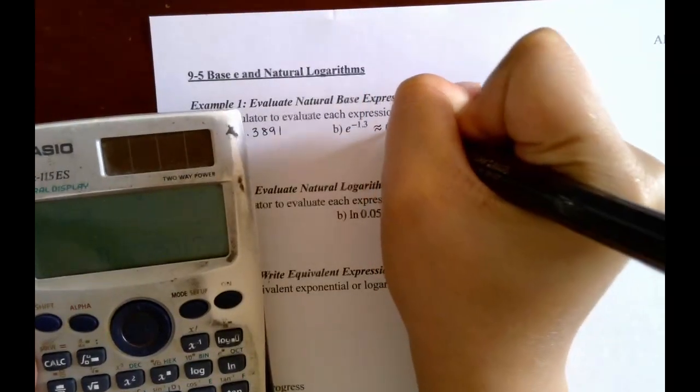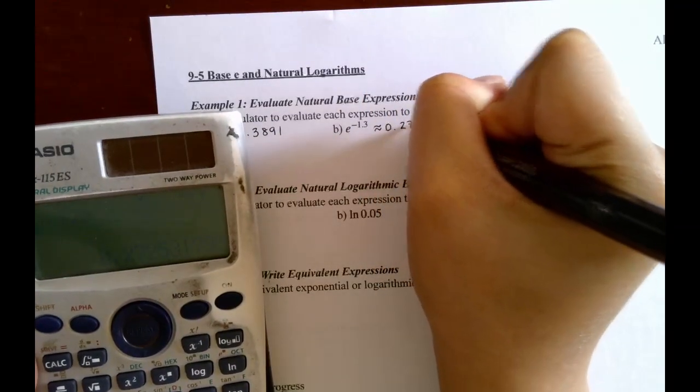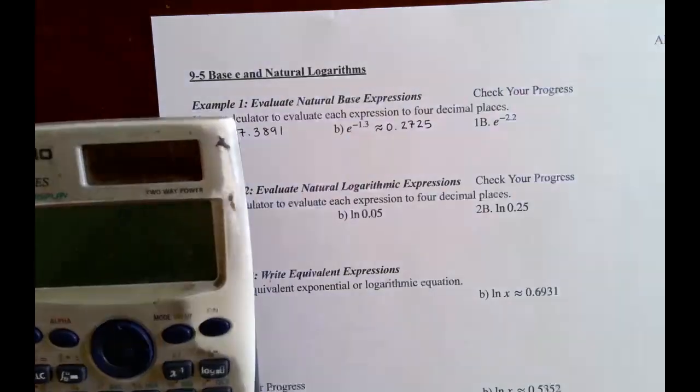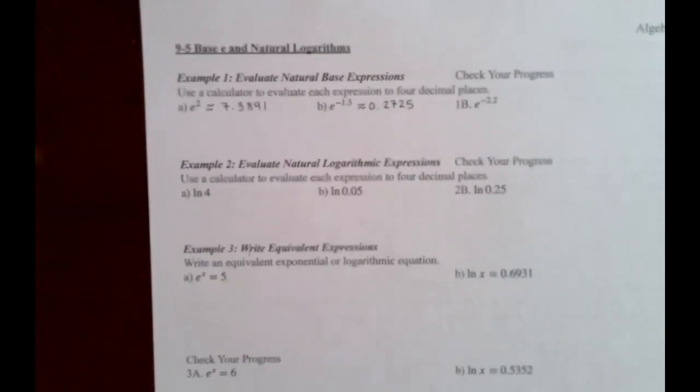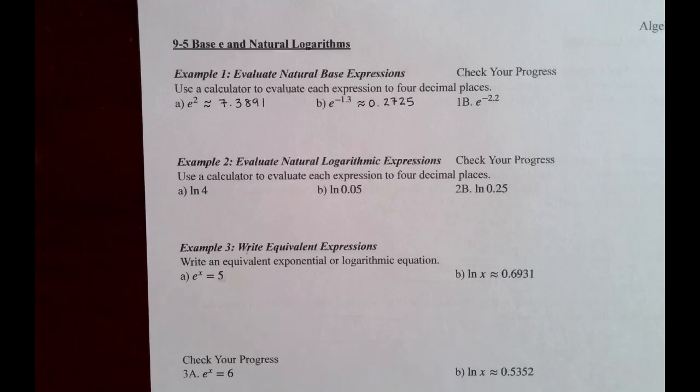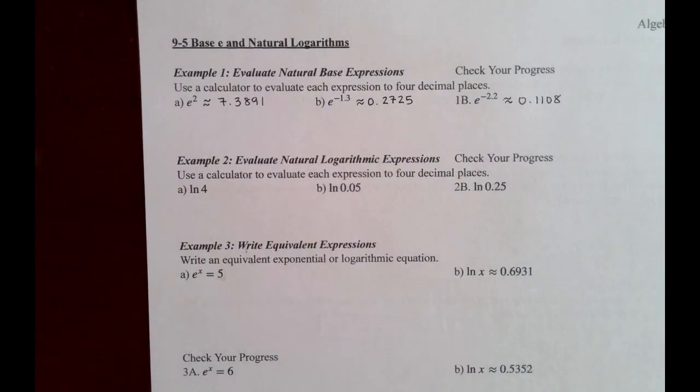If you don't know how to enter it in your calculator, please send me an email, and then I can hop on Zoom and show you how to do it. Okay, there you go. So why don't you try CYP 1B, and once you're done, come check your answer. You should have gotten 0.1108. Again, if you got this one wrong, please email me, or else you're going to have difficulty doing the rest of your homework for base e and natural logs.